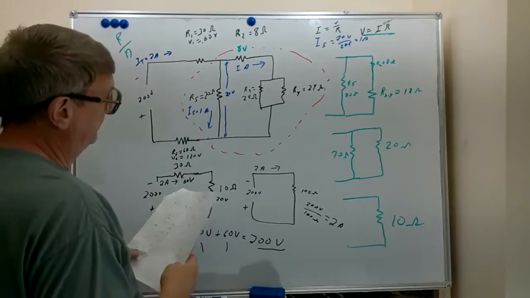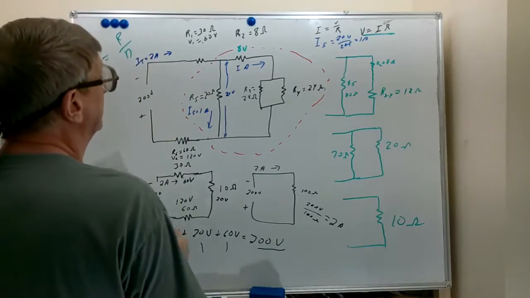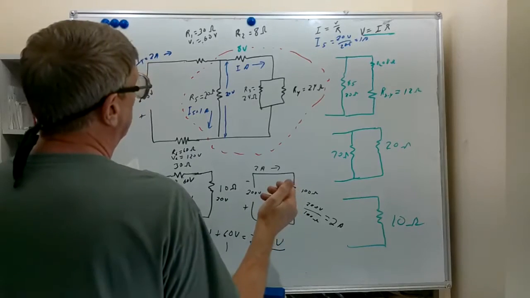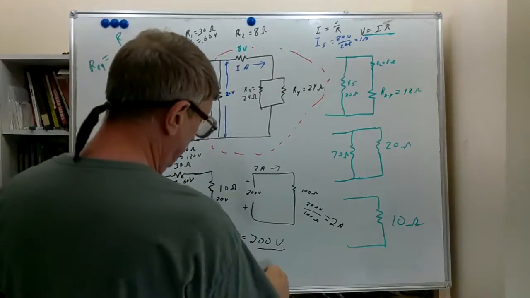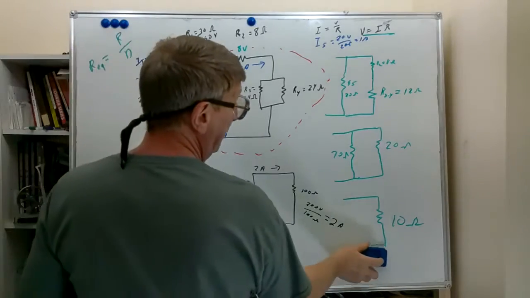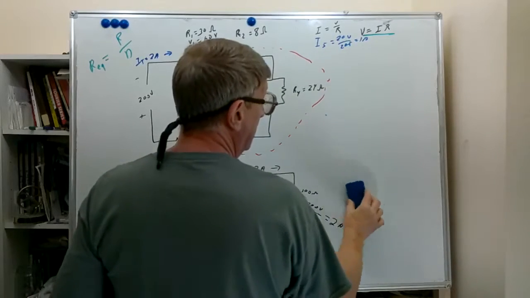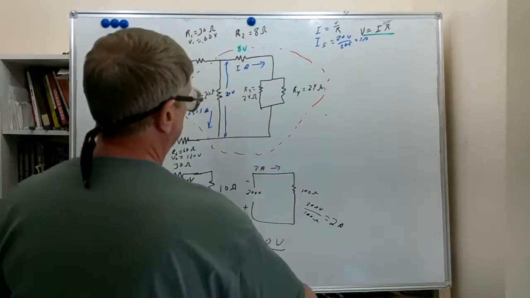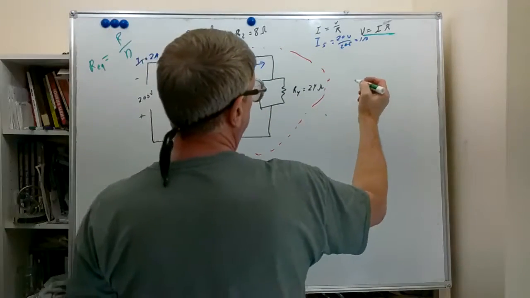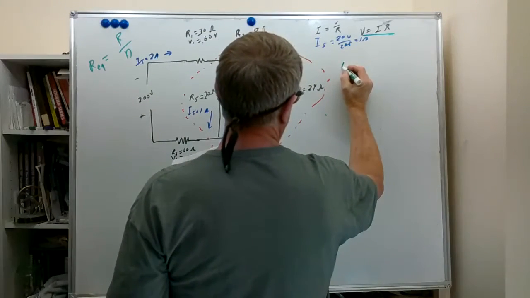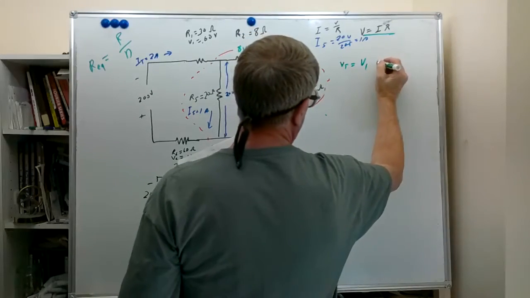So that gives us one more piece of information about this circuit. Now we know there are 20 volts across the entire thing. I'm going to erase some of this. I don't think we're going to need this anymore. We use that to find the total current. But we know we have 20 volts across this branch, and VT equals V1 plus V2.